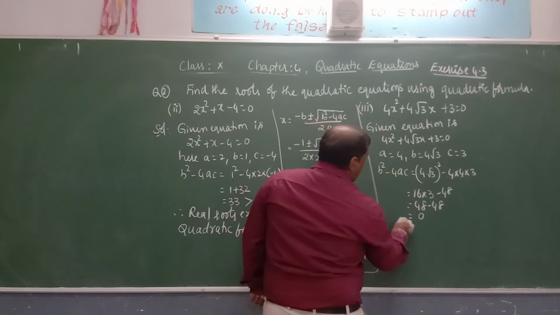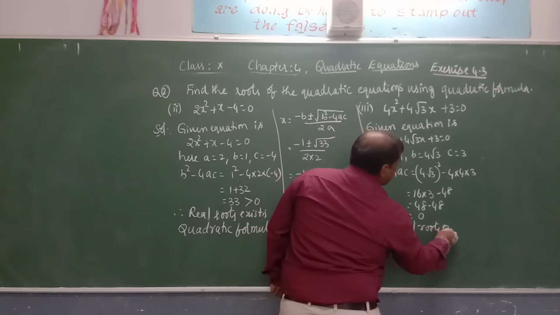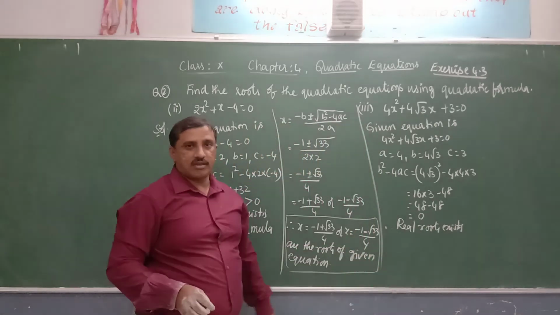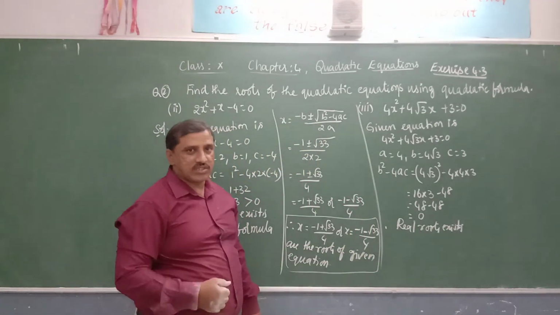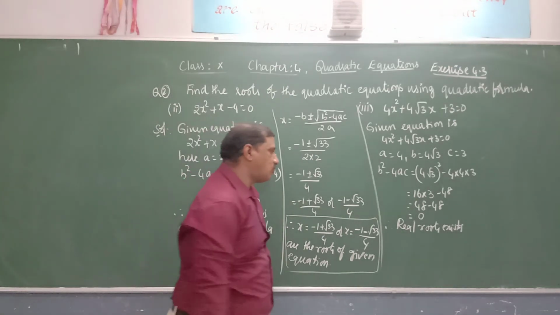Therefore, real roots exist. So when we get b square minus 4ac equal to 0, real roots exist, and the two values will be the same. We get the two values are the same.